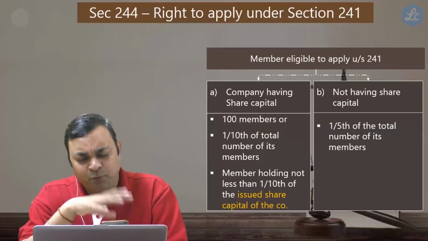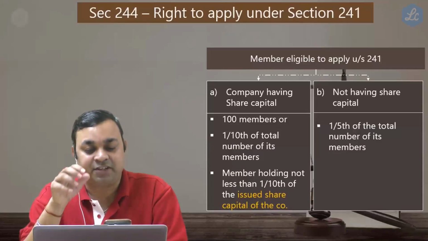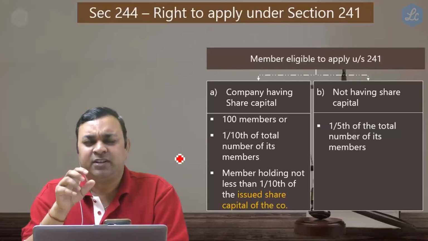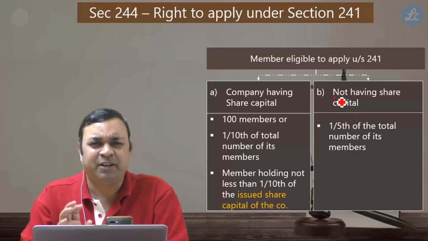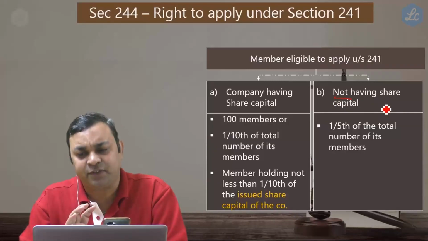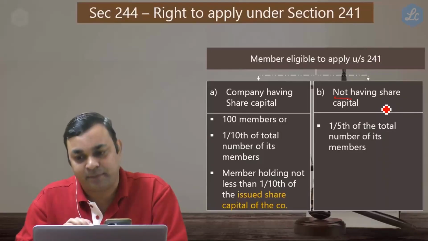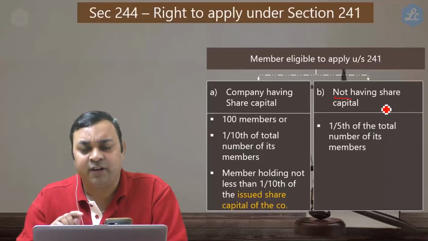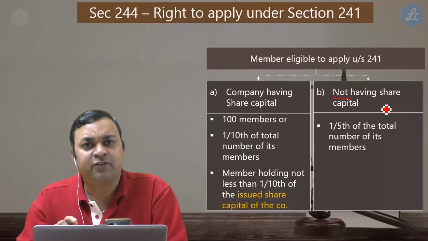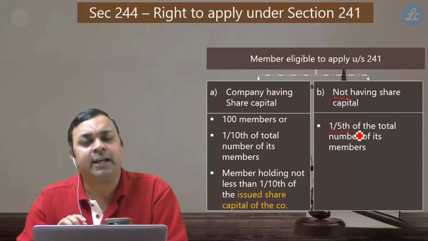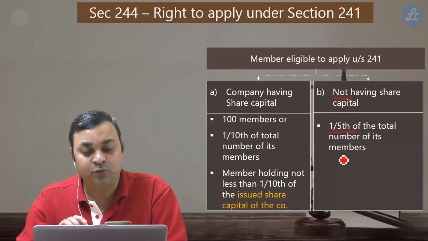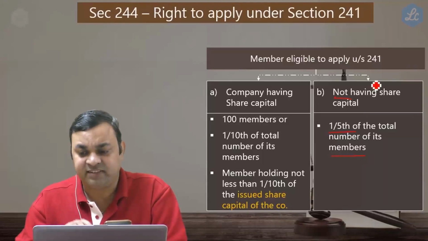Now move towards the next part, that is, not having share capital. Here they have provided a simple concept only. If your company does not have any share capital, meaning a company without share capital, in that case 1/5 of the total number of members is eligible to make an application under section 241. This is the most important point, right?